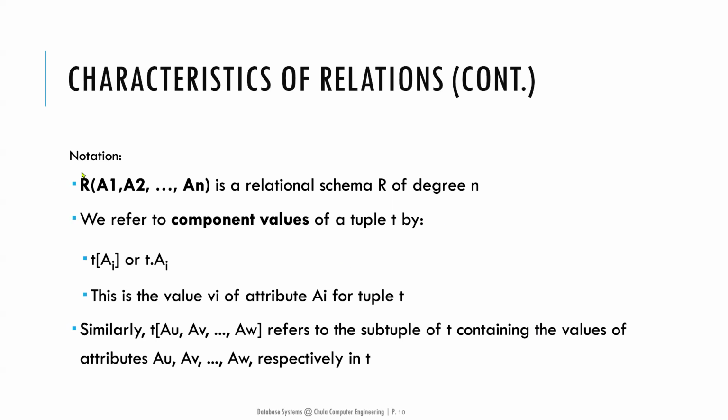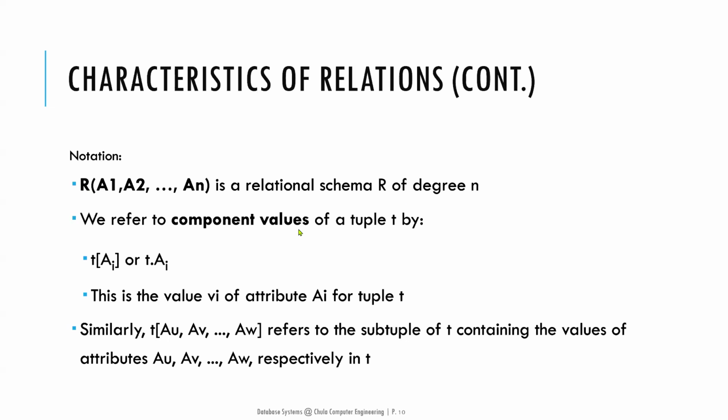All right. So here, the notation is, when we say relation R with attribute number 1, attribute number 2 to attribute number n, it is a relation schema R of degree n. So when we say degree, you remember, right? Degree is what? The number of tuples or the number of attributes? Who says number of tuples is the degree? Number of attributes? Okay, all right.